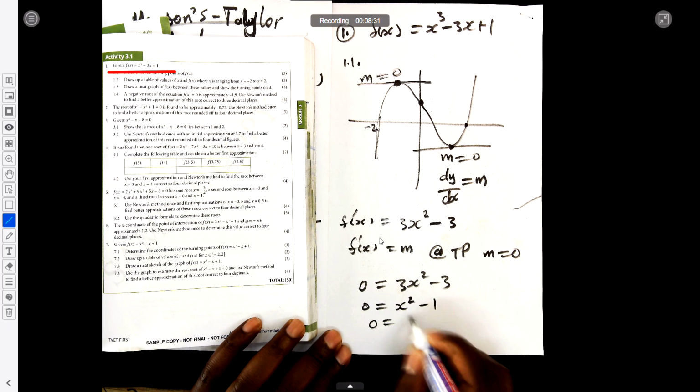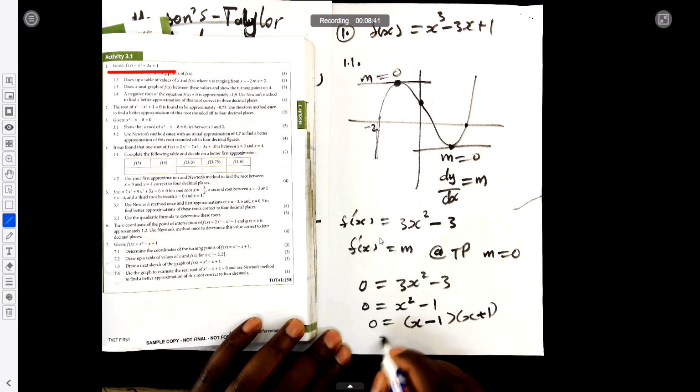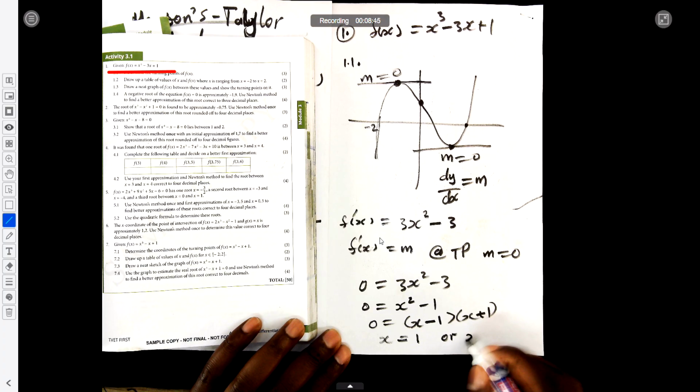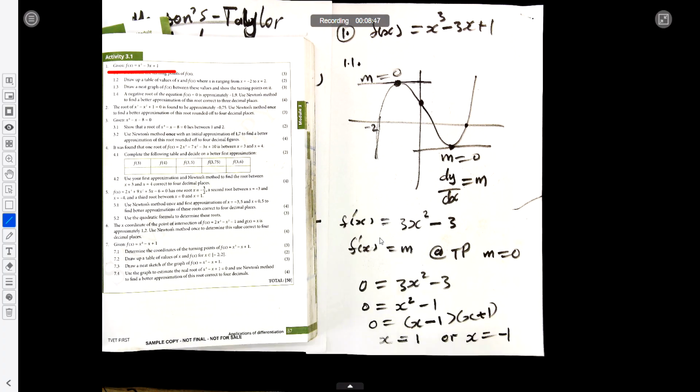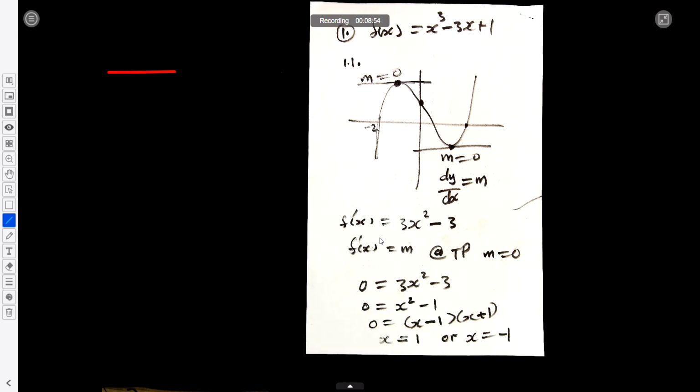If you factorize or take 1 to the other side, it's still the same. You can just factorize. This is a difference of 2 squares. Factors of x squared are x and x, minus 1, plus 1. Therefore, the x value is equal to 1, or x is equal to minus 1 at the turning point.